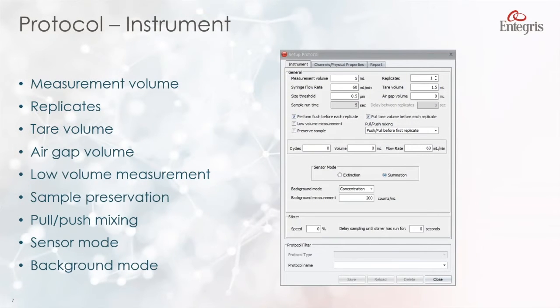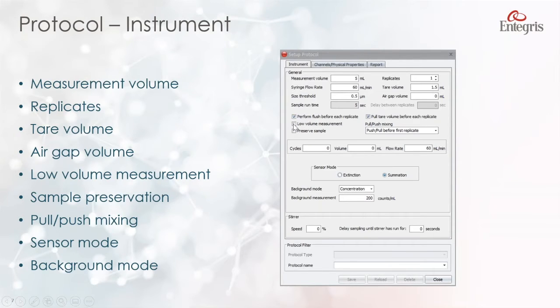Here we're seeing the protocol that we use in the software to set up a measurement. We'll choose a sample volume, and typically for USP 788, that will be 5 ml. We'll choose a number of replicates, that typically would be 4. A tare volume is how much we pull before we begin the measurement. With some samples, we want to be very careful to separate any diluent from the actual sample, and we can introduce an air volume in between those two liquid volumes to avoid any cross-contamination.